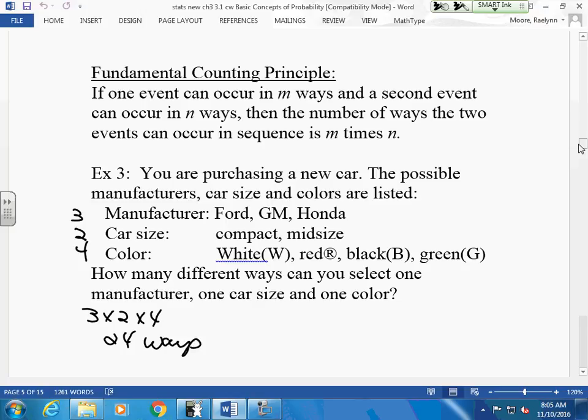Sometimes you'll be amazed at how many different ways. Way back when I was in school, I remember thinking, oh, I could easily figure out those without having to do a tree. It's more difficult because you've got a lot going on. 24 different ways. You can pick a Ford, a compact, a white; a Ford, a compact, a red; a Ford, a compact, a black; a Ford, a compact, a green. You just went through that and you only used a Ford and a compact. So think of doing that pattern over and over again. You're going to get 24 possible ways to do these things, which is where your tree comes in. Your tree comes in handy that way.